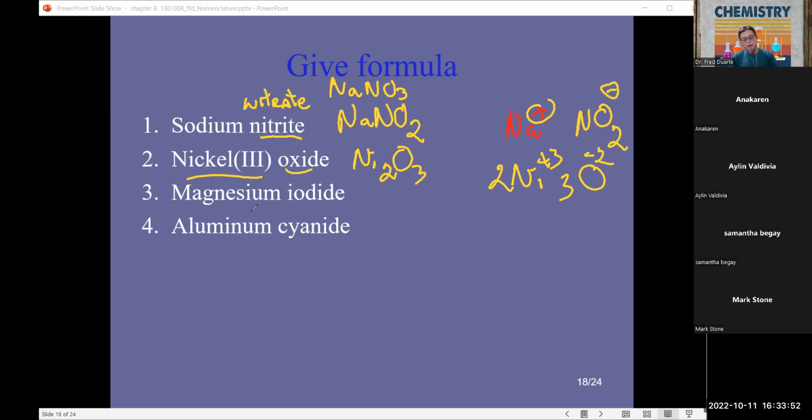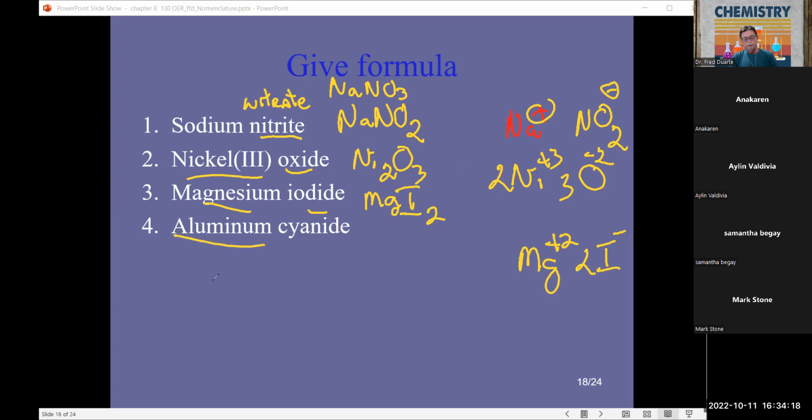Okay. We got magnesium iodide. Magnesium's in group 2, so it has a +2 oxidation state when it becomes ionic. Iodide is in group 7, so it would have a -1 always. That means we need 2 iodides for every magnesium ion. So its formula is MgI2.